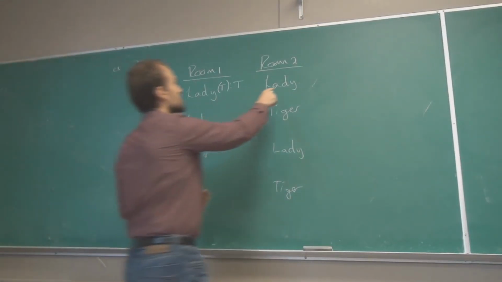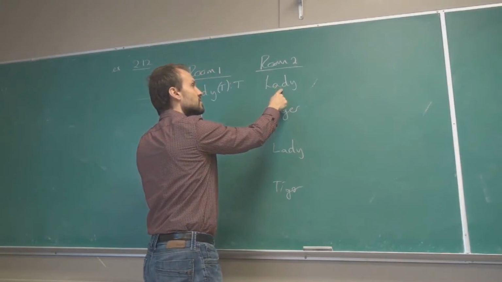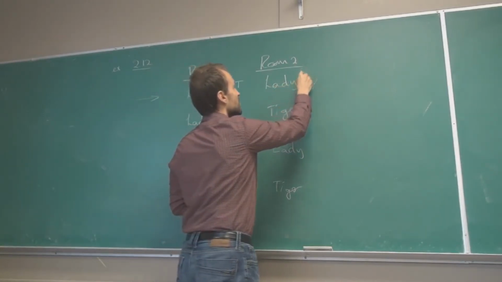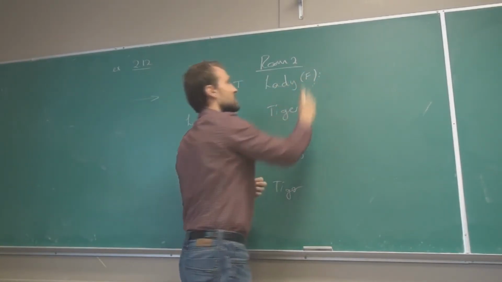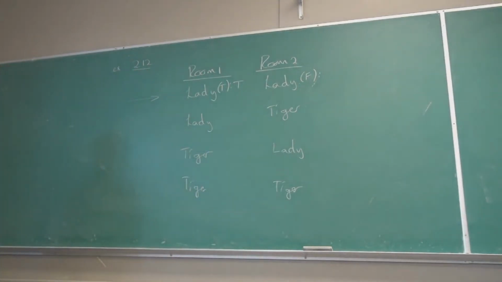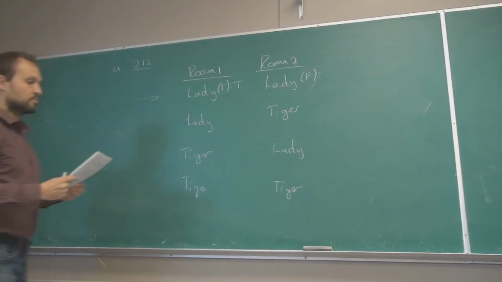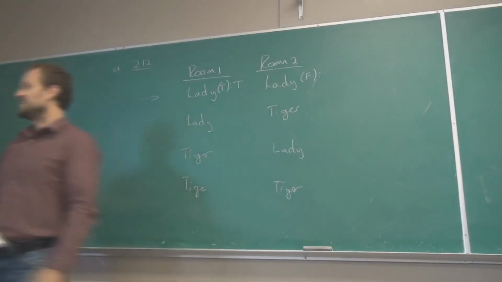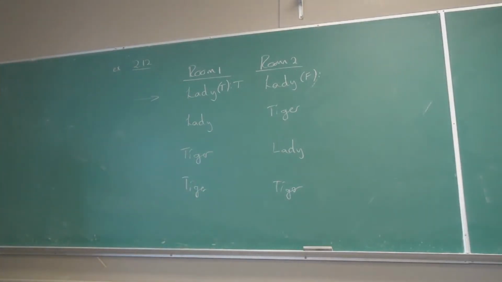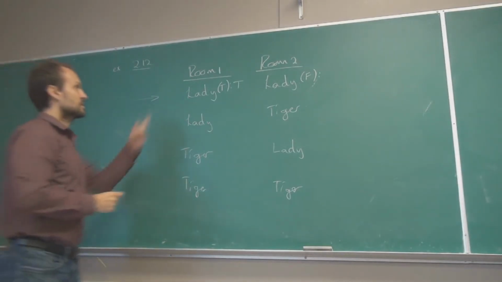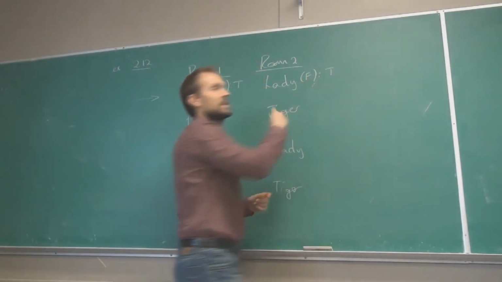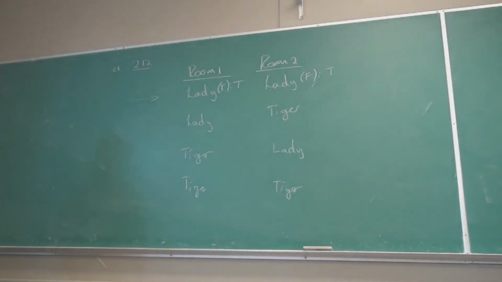Now, in room 2, my scenario that I'm considering has a lady in room 2. The king says that if there's a lady behind door 2, the sign is false. So now let's see what the sign is saying. The sign for door 2 says both rooms contain ladies. Is that true? That is true. But that is inconsistent. That doesn't match what the king said should be happening.